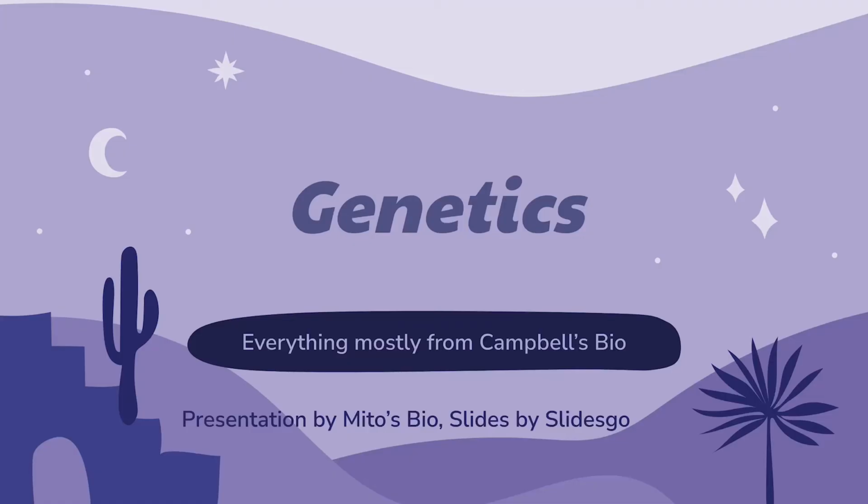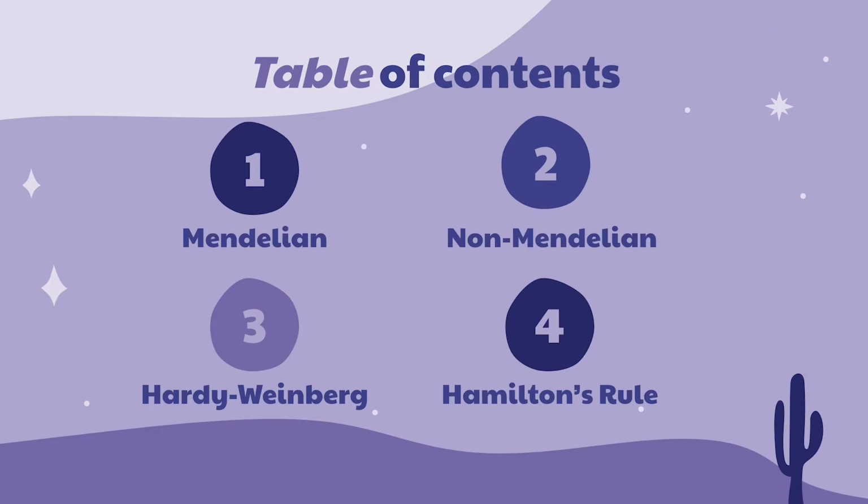Hi everyone, welcome back. Today's presentation is about genetics, and everything is mostly from Campbell's Biology. Today we'll go over Mendelian and non-Mendelian genetics and Hardy-Weinberg equilibrium, as well as Hamilton's rule.